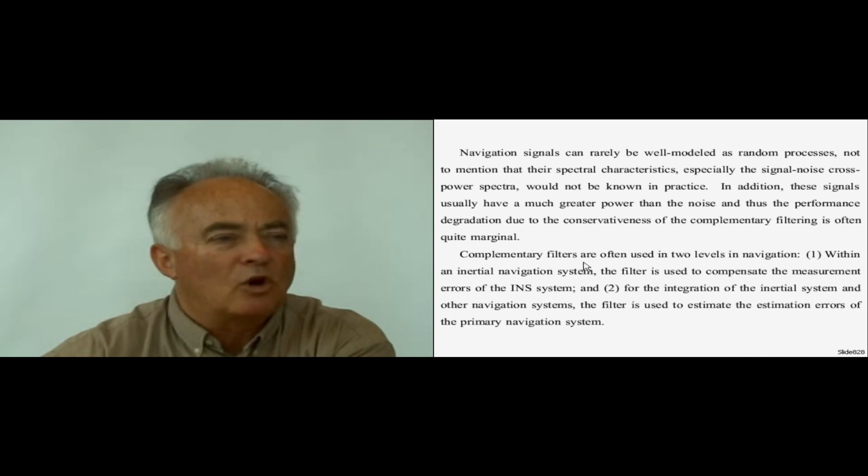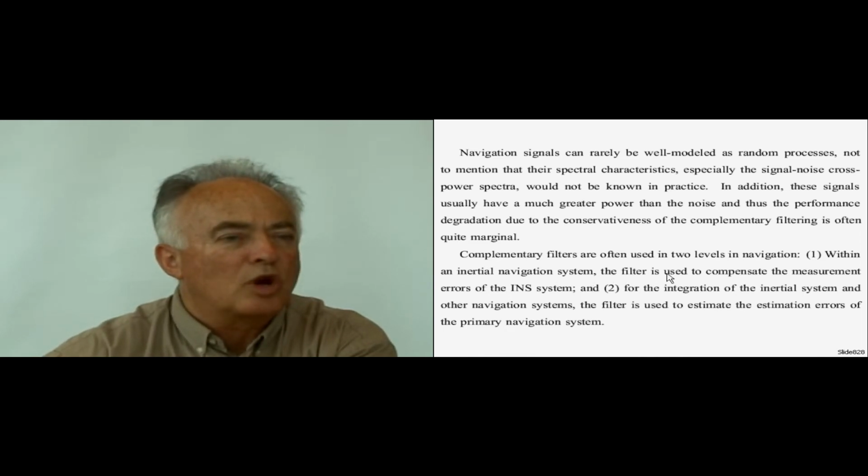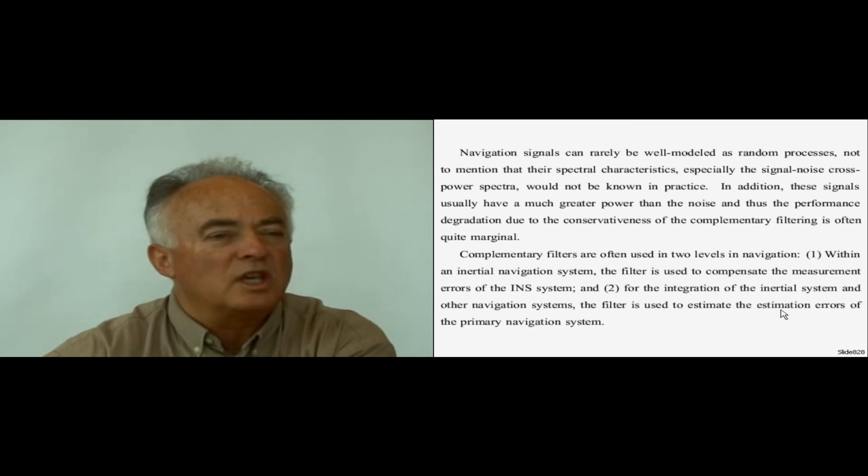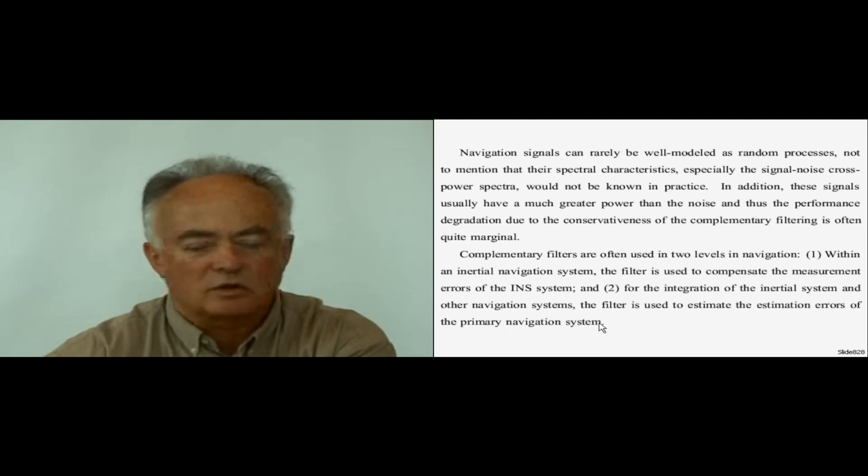Complementary filters are often used in two levels in navigation. Within an inertial navigation system, the filter is used to compensate the measurement errors of this INS, and second use is for the integration of an inertial navigation system and other navigation systems. The filter can be used to estimate the estimation errors of the primary navigation system.